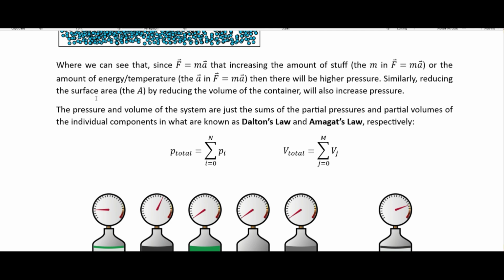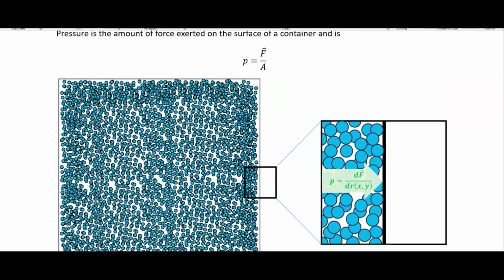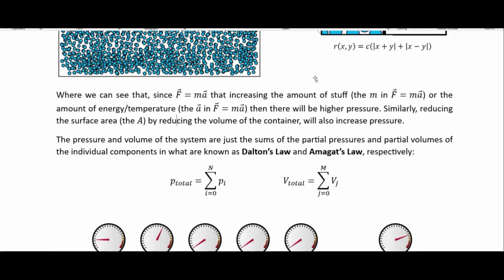Similarly, reducing the surface area, so that would be the A here, by reducing the volume of the container will also increase the pressure. So if we had this container here, we don't change the number of particles. If we just reduce the volume of the container by a certain amount, then that reduces the area of the container on the internal surface here, and so that will increase the pressure. We can essentially think about it as now we would have the same number of particles. If there is less volume, they're going to be running into the walls a lot more, and so that's going to exert a pressure on the inside walls.